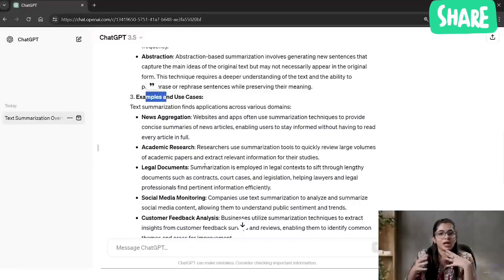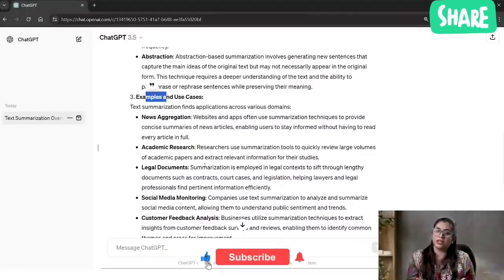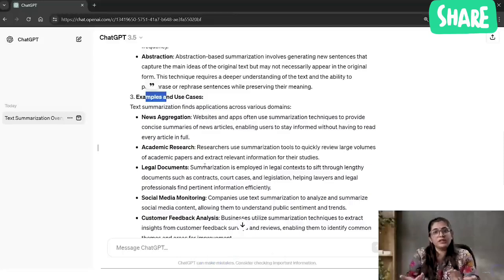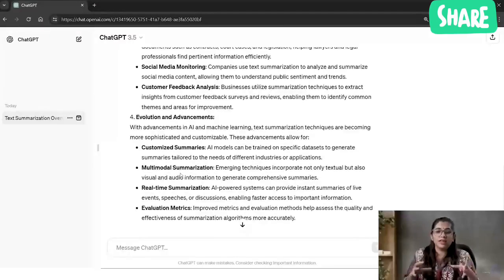So you can say, this is my feedback to you: the explanation that you have generated is missing examples. I am not able to correlate what is given here, what you have generated here. So you can tell that the examples are missing. You can also tell that evolution and advancements does not tell me when it started, does not tell me a history. Evolution means history. It is not telling me that.